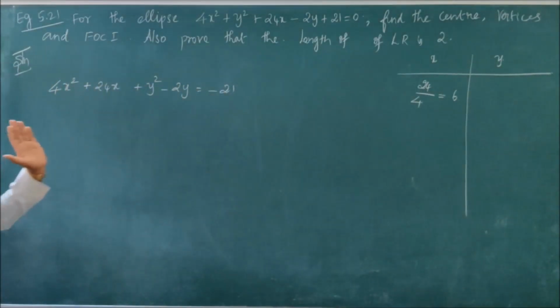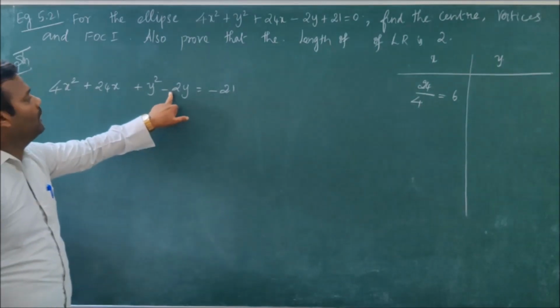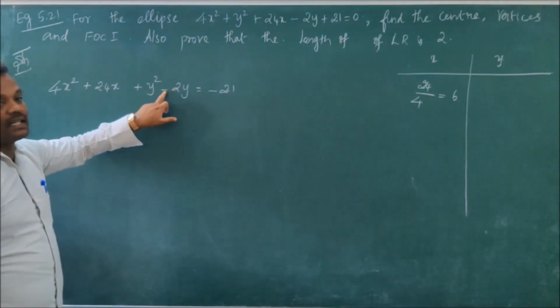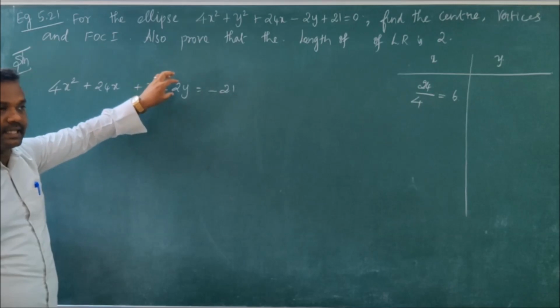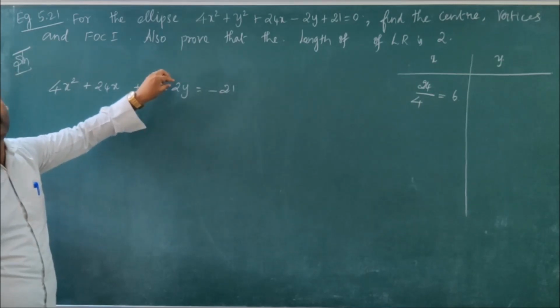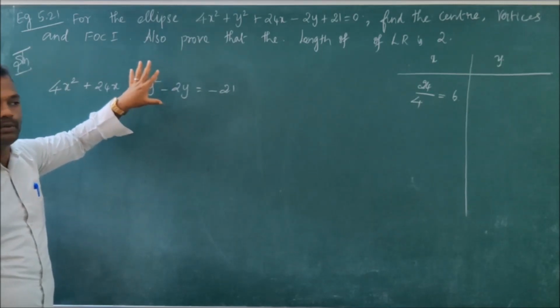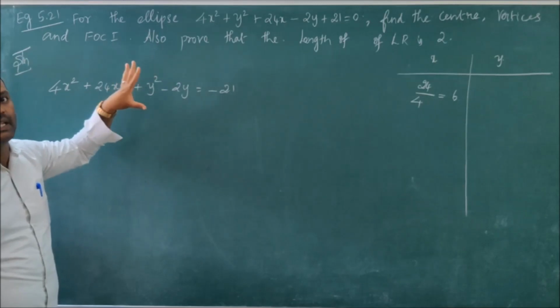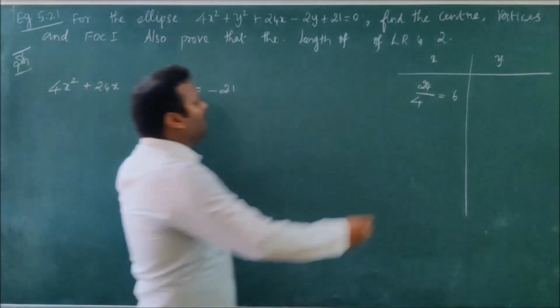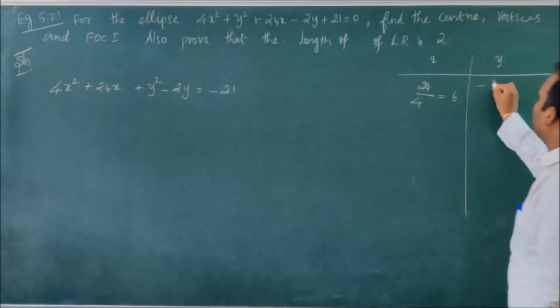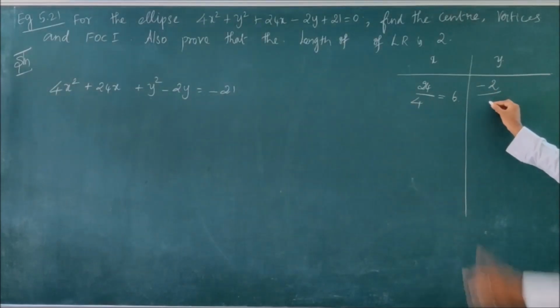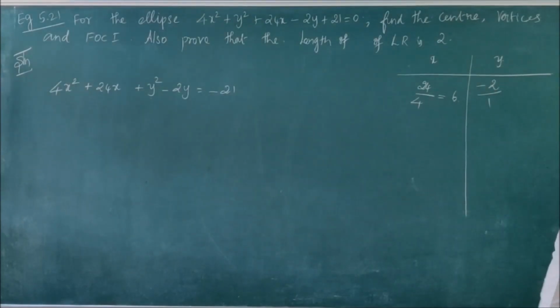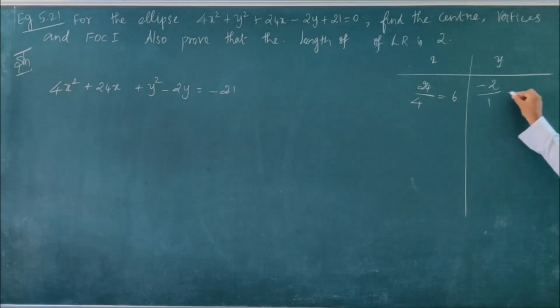In the same way you have to select the numbers for y. Here, for the greater number, you should not consider the sign, you consider only the number. This is the shortcut method, so don't go deeply into the concept. The greater number is 2 and I am going to divide by the other number, which is 1. When you divide this, you will get the answer as minus 2.